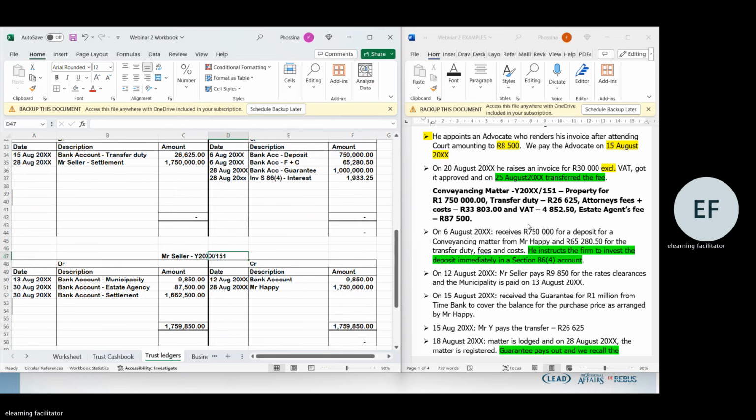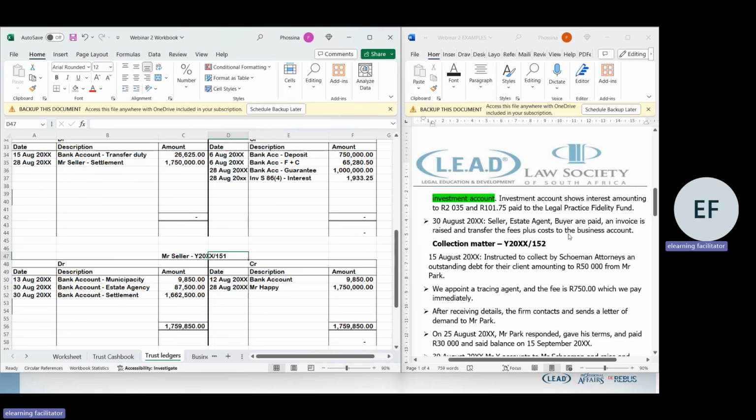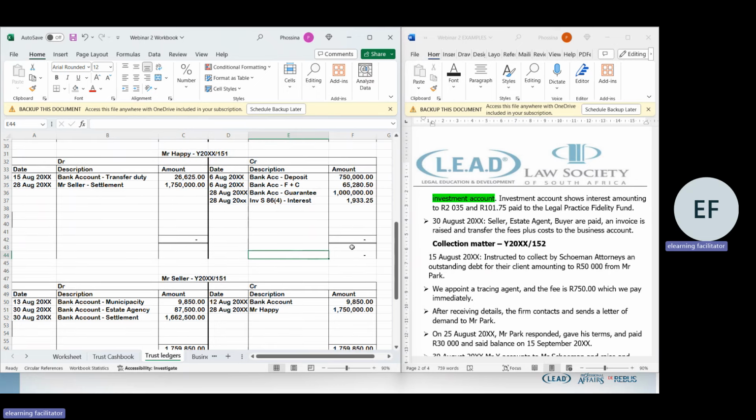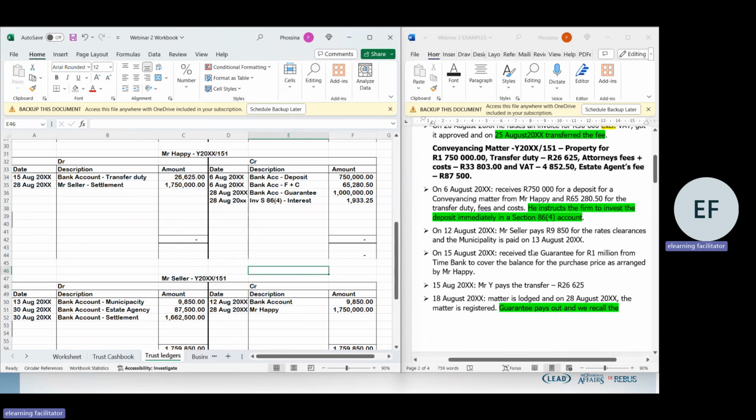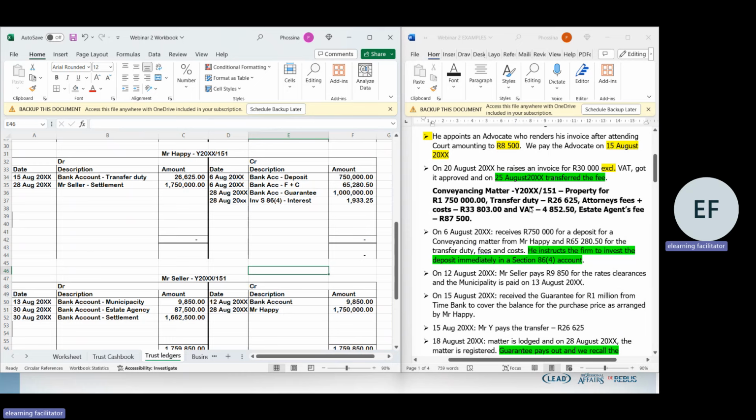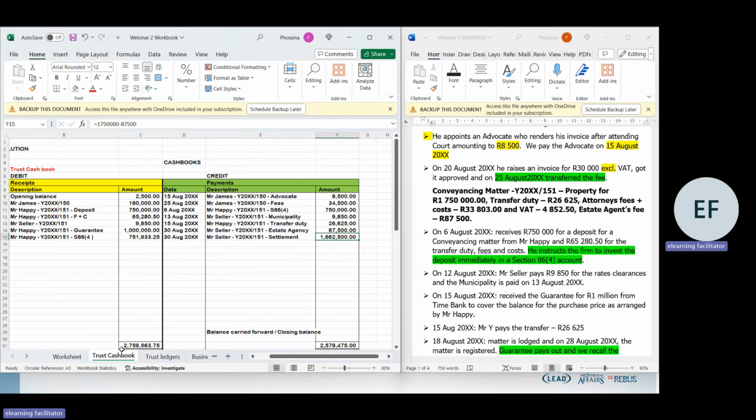And for Mr. Happy, we are told our final instruction is that the buyer is also paid. So how much do we pay the buyer? Let's add up. Sorry, before we can pay the buyer, let's raise our invoice, transfer plus disbursements. We are told attorney's fees plus costs is 33,803, and then there's VAT of 4852.50.